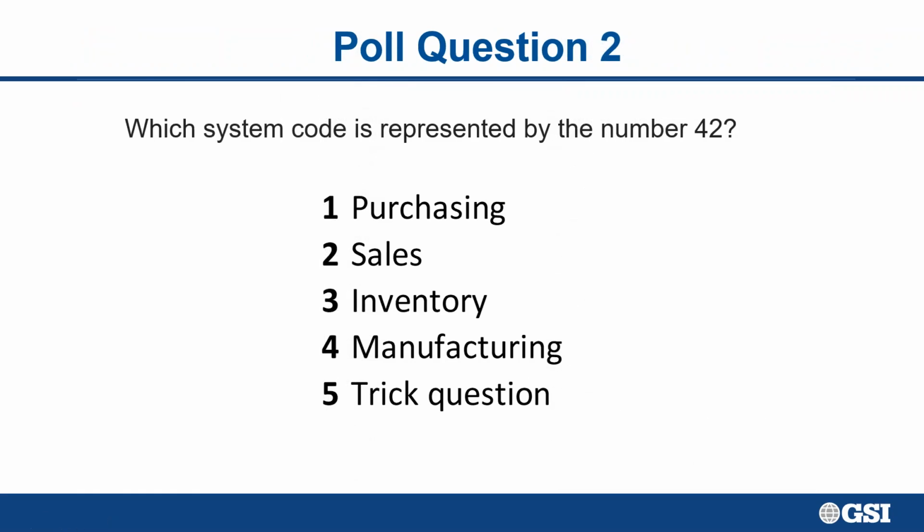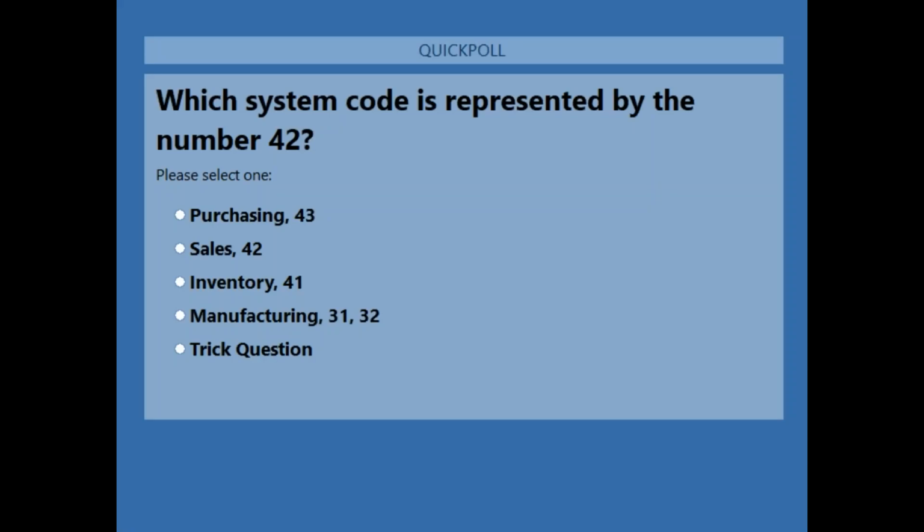Okay, so my second poll question, which system code is represented by the number 42? So it was on the previous 4 slides. It was certainly on there, and I did mention it a few times, so let's see who was paying attention. Those numbers, there's a UDC table inside of JD Edwards that if you go to it, it will list all of the different system codes.